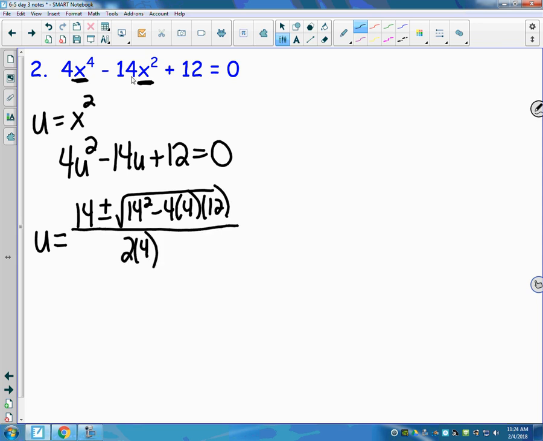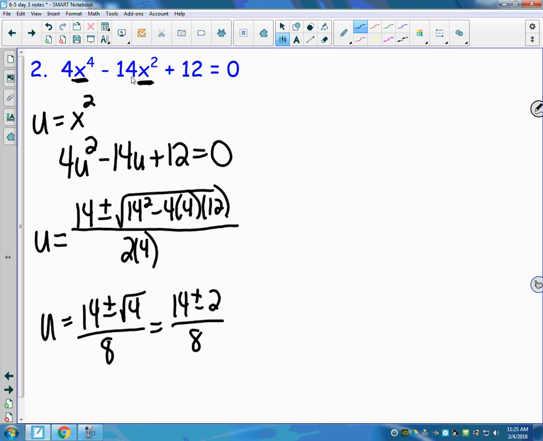And maybe you notice I didn't make the 14 squared. That's okay, because when you square, it's always positive, and people tend to make mistakes with their negatives, so I just always leave that off on the squared. 4 times 12. So under my square root there, that's just 4. So I get u equals 14 plus or minus the square root of 4 over 8. And the square root of 4 is just 2, right?